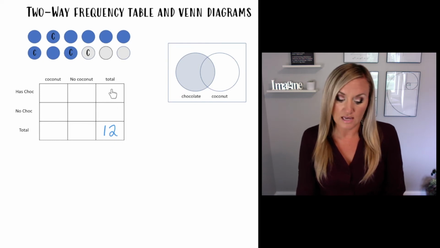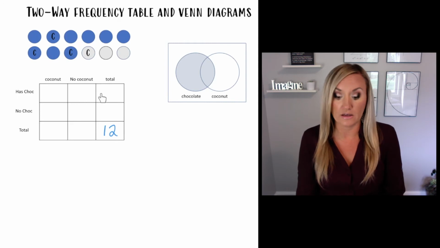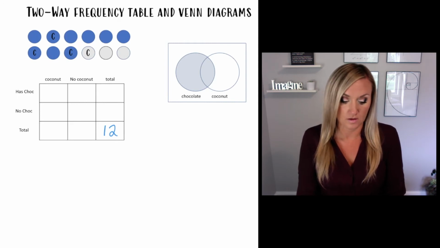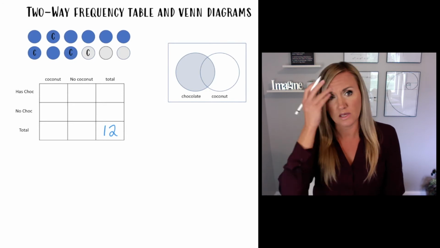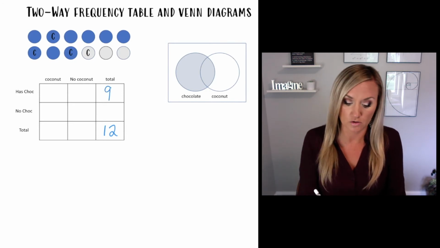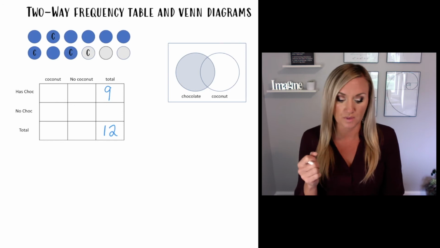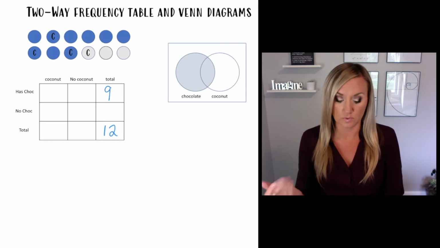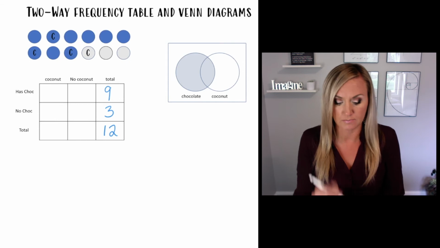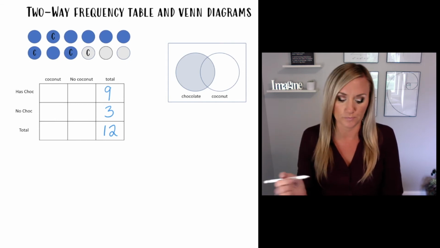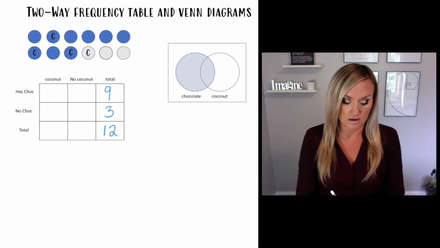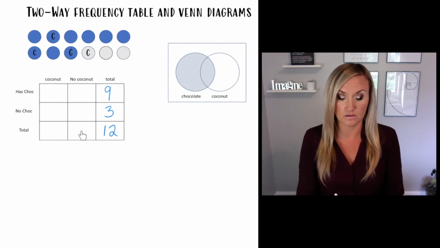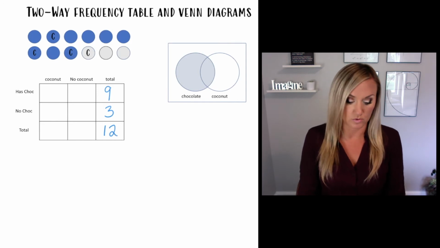And so we could say, how many total has chocolate? All right, so I've counted 1, 2, 3, 4, 5, 6, 7, 8, 9. I have 9 total that have chocolate. Now remember, chocolate is the blue circles. And then how many do not have chocolate? Well, that would be 3, and 9 plus 3 does equal 12. Cool. All right, so then I'm going to go across how many has coconut, and then how many does not have coconut, and then what does that total look like?